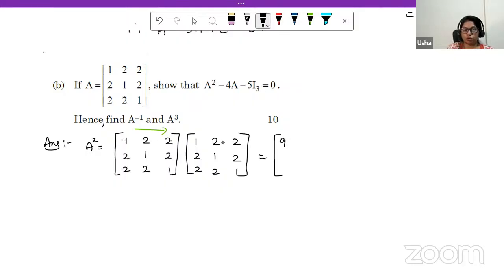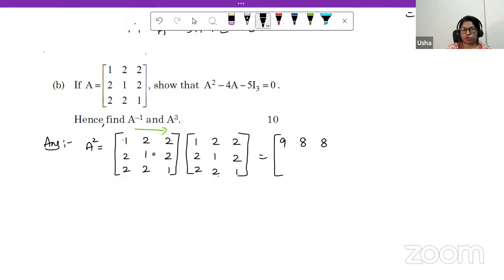Now this first row you multiply with the second and the third column. 1 into 2 is 2, plus 2 into 1 is 2, which is 4, plus 2 into 2 is 4, plus 4, 8. Okay. Now first row with third column. 1 into 2 is 2, plus 2 into 2 is 4, which is 6, plus 2 into 1 is 2, which is 8. I think the same numbers are going to repeat.